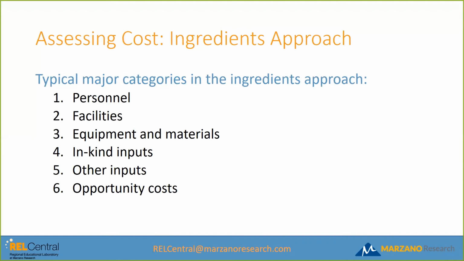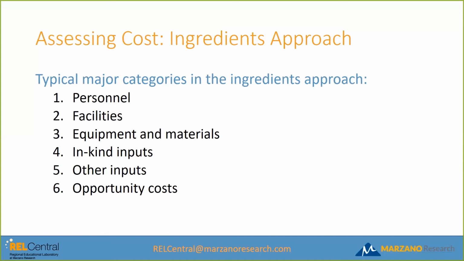So personnel is obviously number one. Facilities, and you'll see later when we talk about the real world study we did, if you really want to take into account all the costs, you want to understand what the facilities costs are over time, if there's a lot of meeting space used, or if there's even cleaning and things like that that have to happen that would ordinarily have happened without the intervention. Equipment and materials, which could include technology or printing costs.